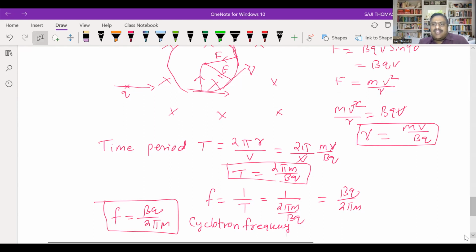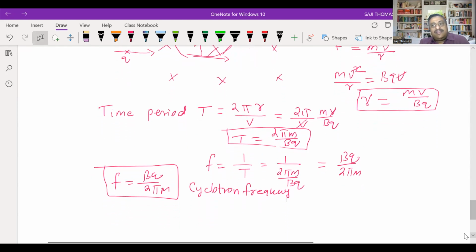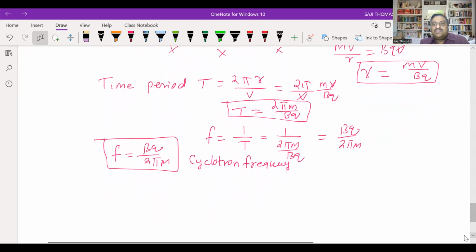Suppose a proton is entering the magnetic field perpendicular to the magnetic field. It will move in a circular path. If an electron enters, it also moves in a circular path, but r is mv by Bq. Mass of electron is smaller, so the radius of the circular path will be smaller than that of a proton.